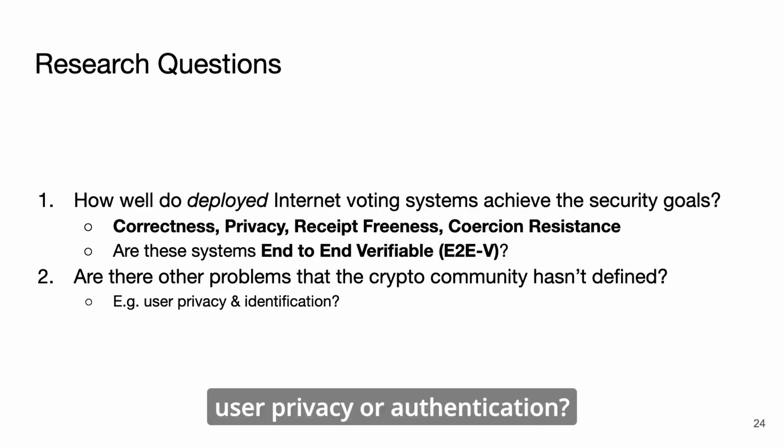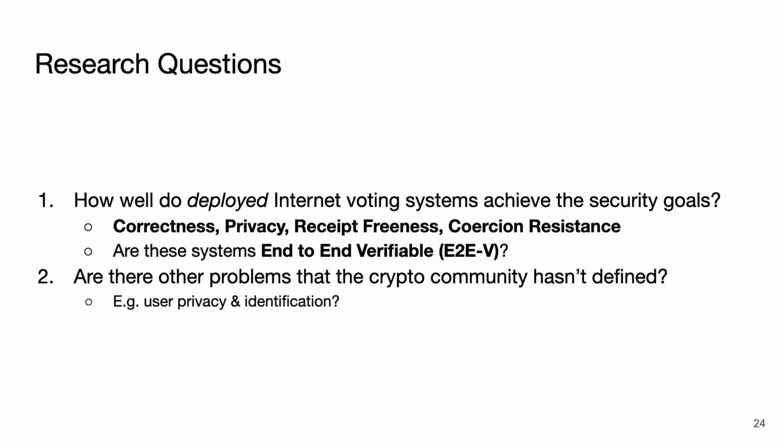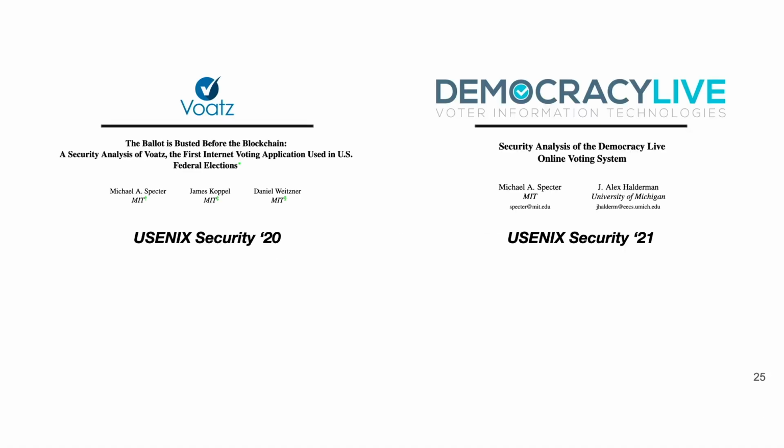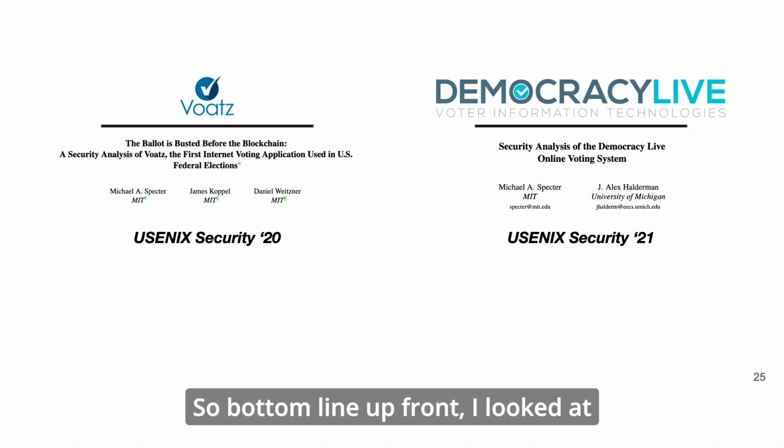For example, what about user privacy or authentication? These are all problems that actually exist in the real world, but aren't things that exist in end-to-end verifiability papers. Okay, cool. So bottom line up front, I looked at these two systems.